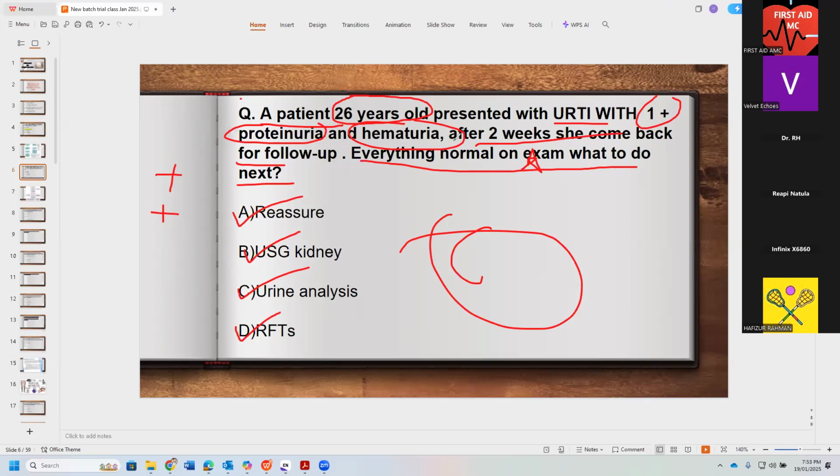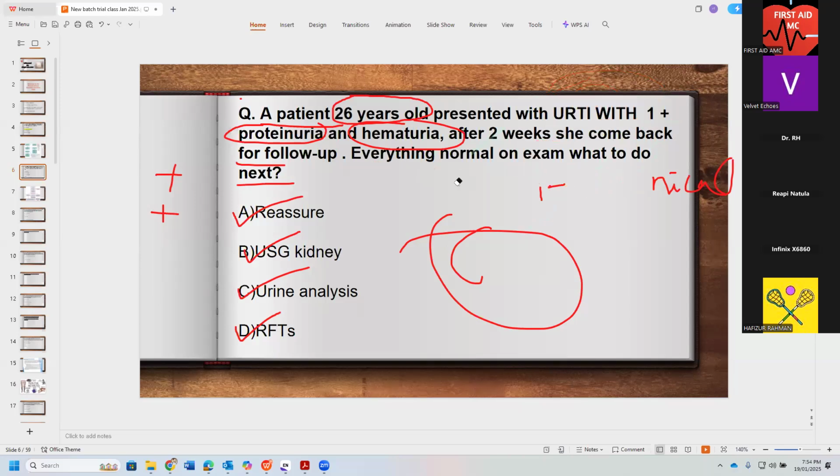Okay. Everything normal on examination means vitals and clinical exam. So there is no rising blood pressure. They might have done a chest examination. Everything is normal, so the patient has completely resolved this infection. When the patient has complete resolution of infection and an incidental finding of proteinuria and hematuria during that infection, we always do a follow-up urine analysis to make sure that this has resolved or not. Okay?